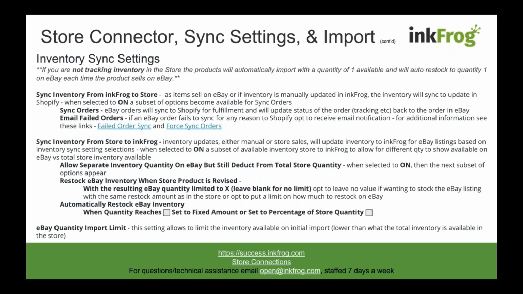Now, if you have less than 10 available, let's say you've got a couple products that have 2 or 5, those are going to import in with the exact quantity that's available. So it's not going to import quantity of 10 unless there is 10 or more available showing in your storefront that's connected.